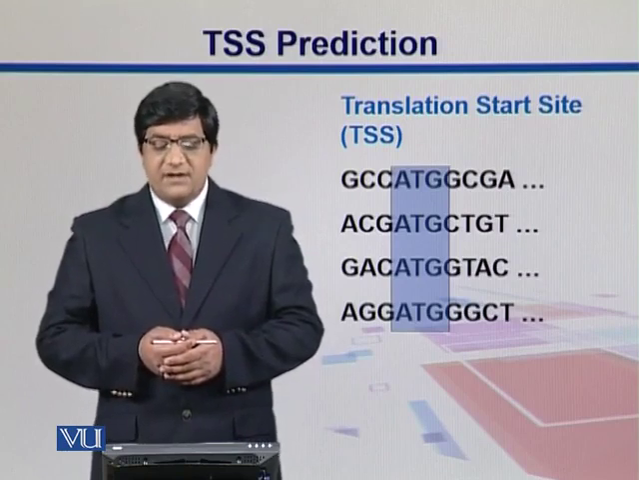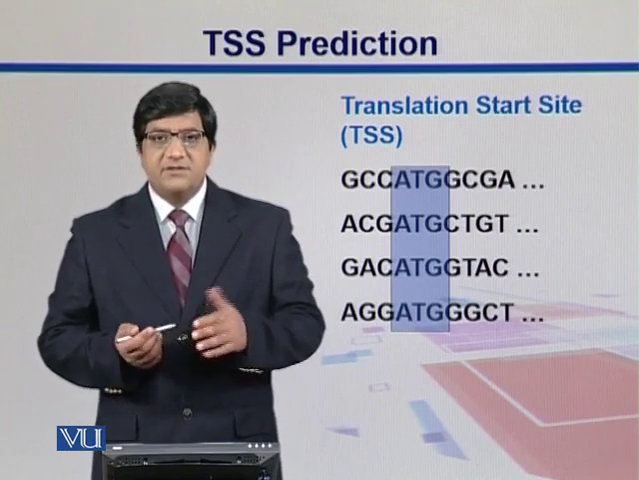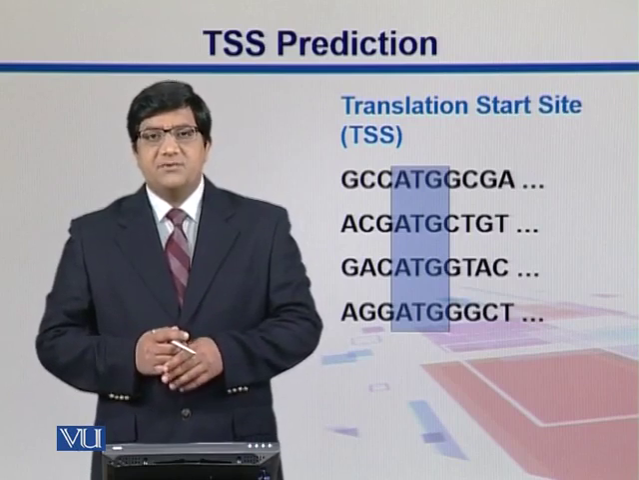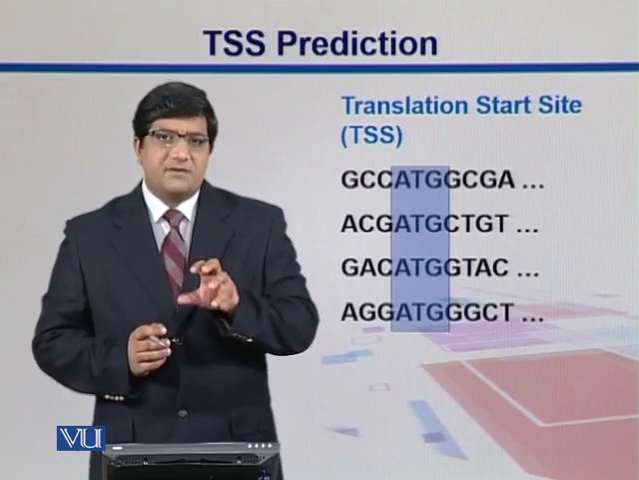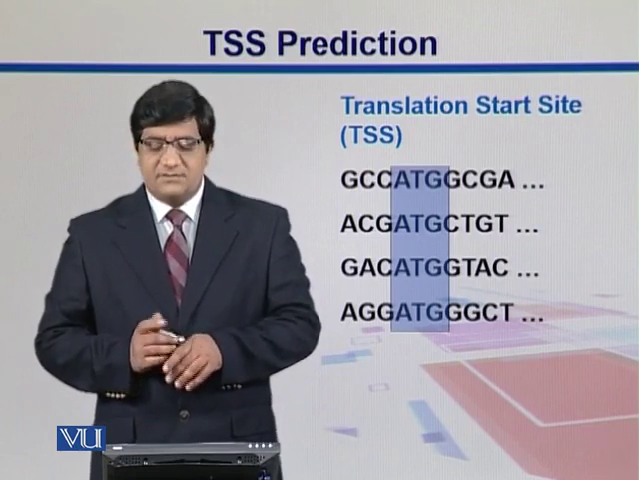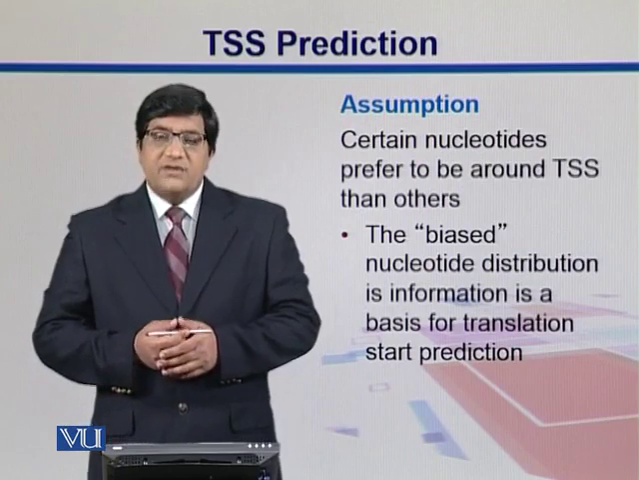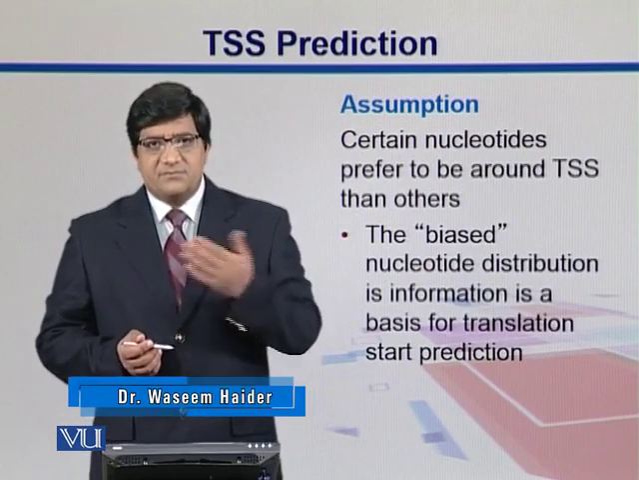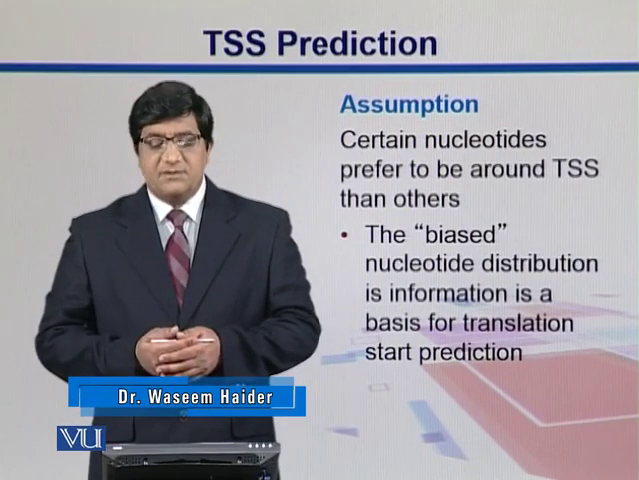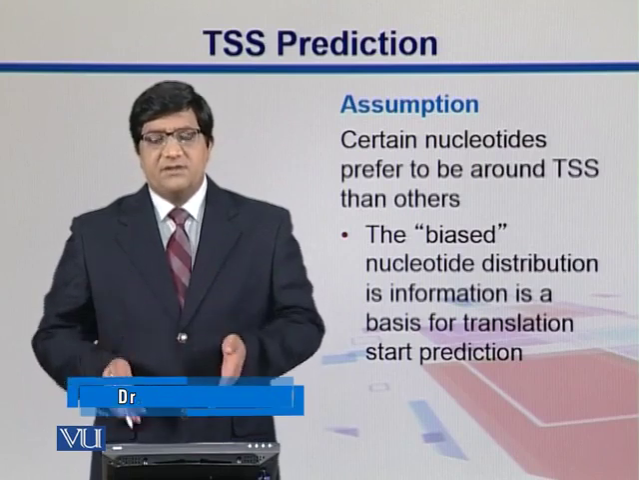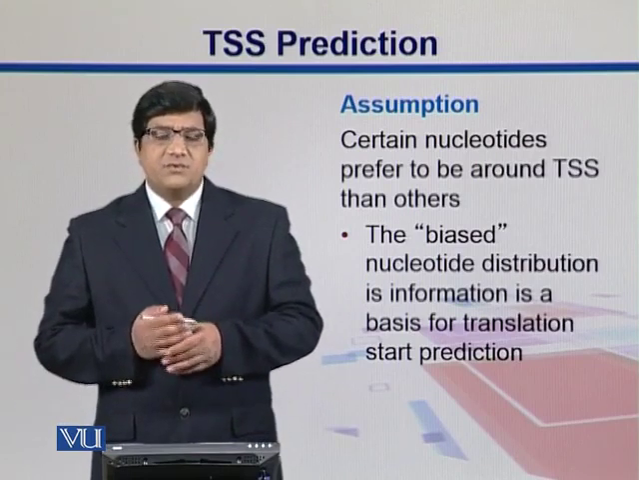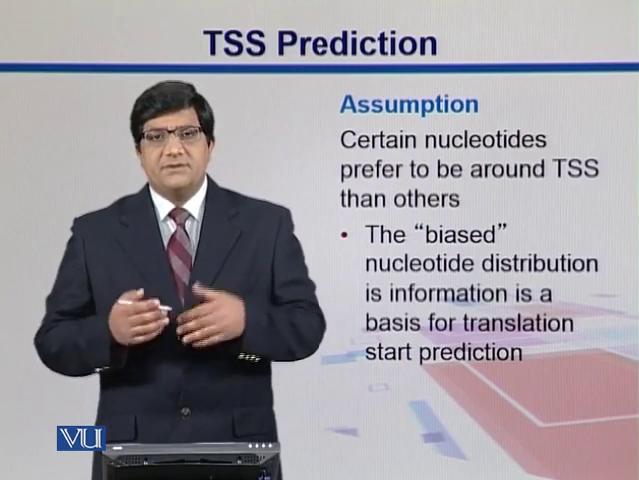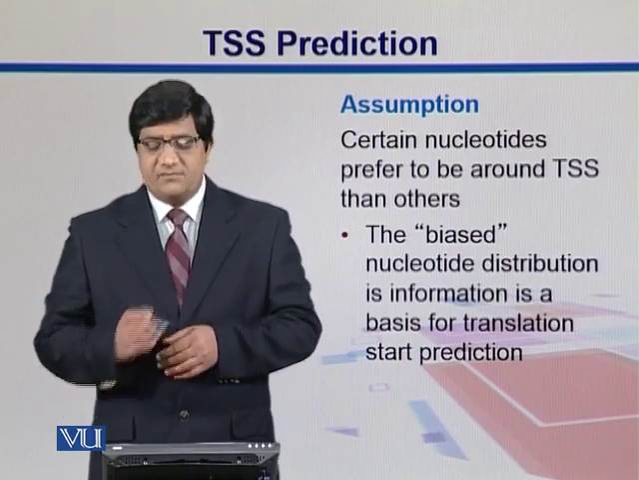If we look closely, we see that around ATG we have C's and G's most frequently present in this example. We might want to use this to identify the presence of these TSS. So we assume that certain nucleotides prefer to be the neighbors of those TSS, and these biased distributions can be informative. Looking into the frequency of those particular nucleotides around TSS can help us support the idea that those TSS are the real ones.